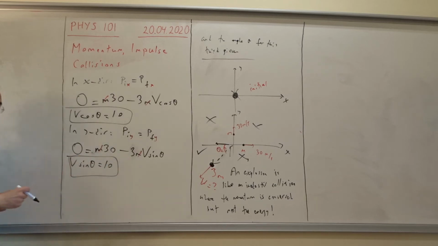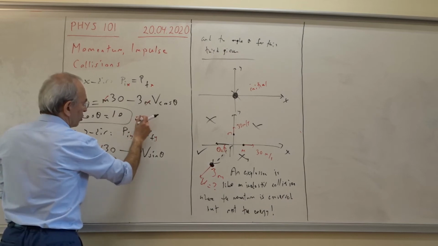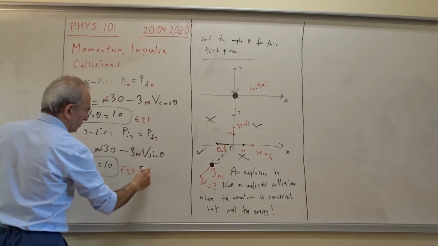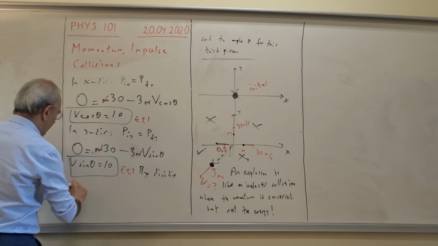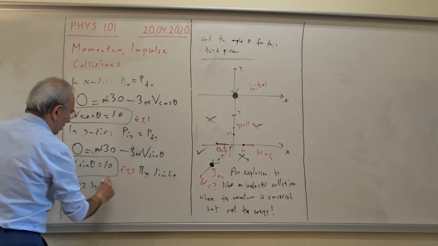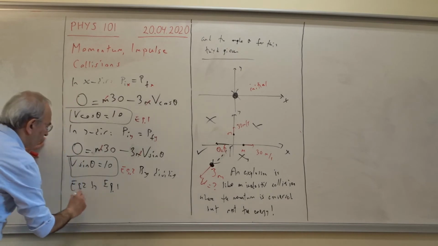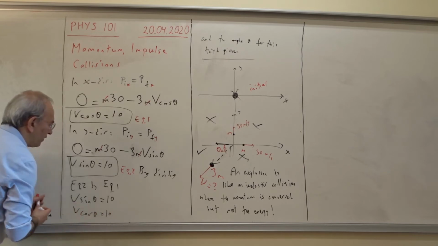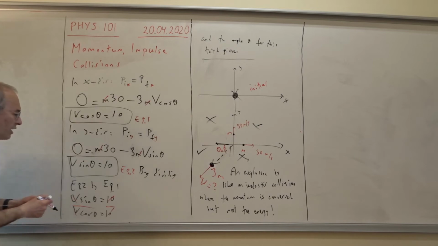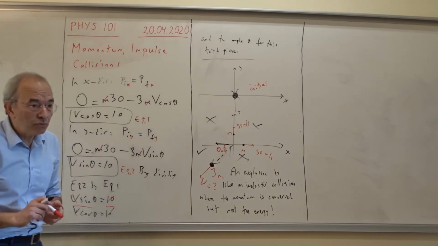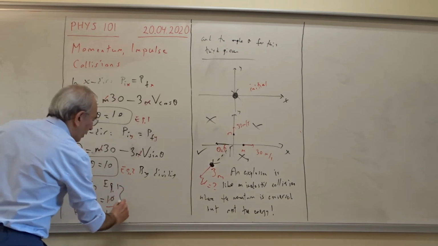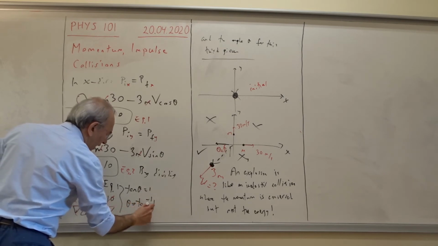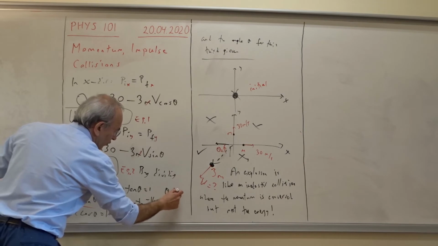So if you divide them, what do we get? These are, let's say, equation 1 and equation 2. By dividing equation 2 by equation 1: v sine theta equals 10, v cos theta equals 10. So if you divide them, 10s cancel, v's cancel, we have tangent theta equals 1. And what is the angle whose tangent is 1? Theta is tangent inverse of 1, which means theta equals 45 degrees.